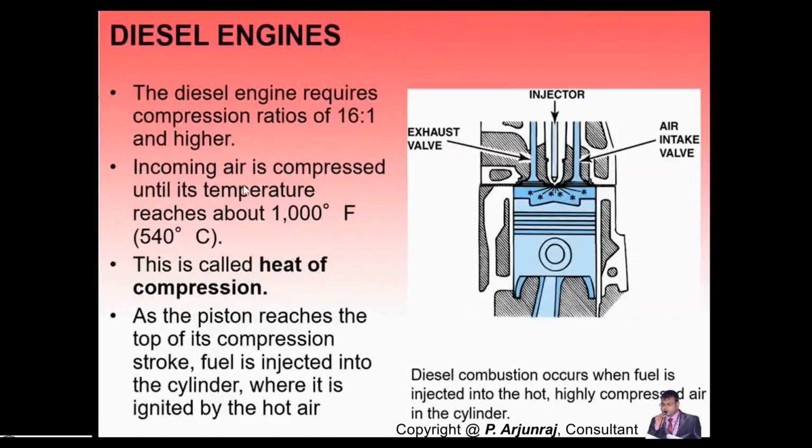And here, in the case of a diesel engine, the incoming air is compressed until it reaches a temperature of 540 degrees Celsius or 1000 degrees Fahrenheit. And here we follow the compression heat. And we have seen the 4-stroke, where in the first stroke the piston moves from TDC to BDC, which is nothing but the intake stroke. And the next stroke is the compression stroke, where the piston moves from BDC to TDC.